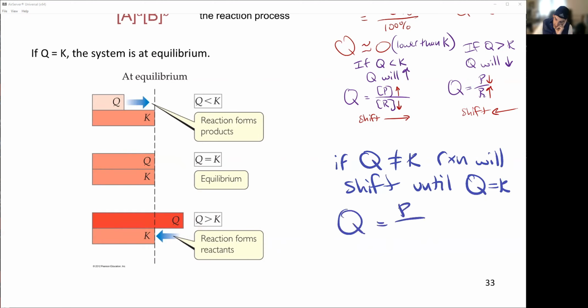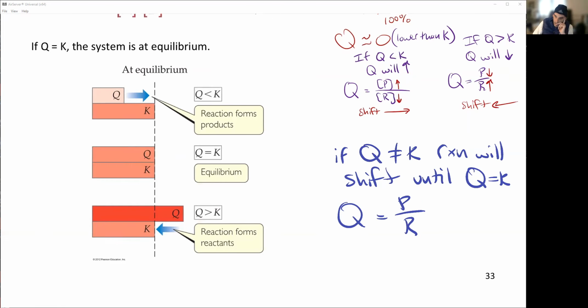Again, Q is equal to products over reactants. If Q needs to increase, I need products to go up and reactants to go down. I need the numerator to increase and the denominator to decrease. Both of those will have the same effect, and that is a shift to the right. It's a shift towards products.